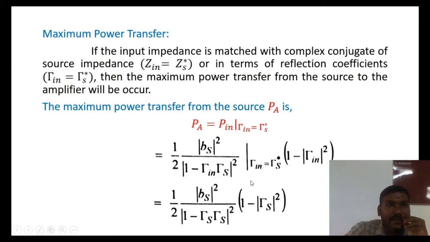And maximum power transfer is nothing but the input impedance being matched with the complex conjugate of the source impedance. Zn is equal to Zs star, or in terms of reflection coefficient, gamma n is gamma S star. Then the maximum power transfer from source to load will occur. So you can say that the maximum power will be transmitted here. So we can write the maximum power transfer theorem: P is equal to P incident, where the condition is gamma n is equal to gamma S star, and these are the corresponding values.